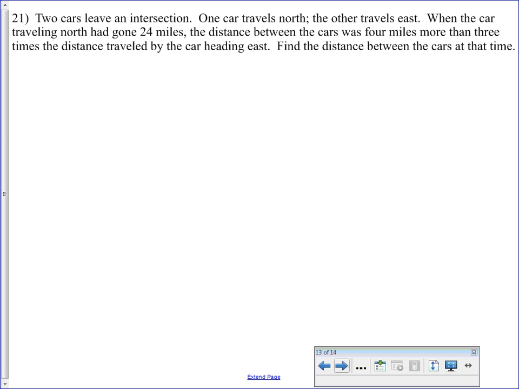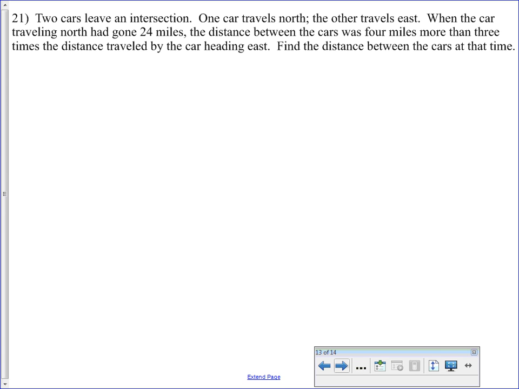All right. Two cars leave an intersection. One travels north, the other travels east. When the car traveling north has gone 24 miles, the distance between the cars was 4 miles more than 3 times the distance traveled by the car heading east. Find the distance between the cars at this time.